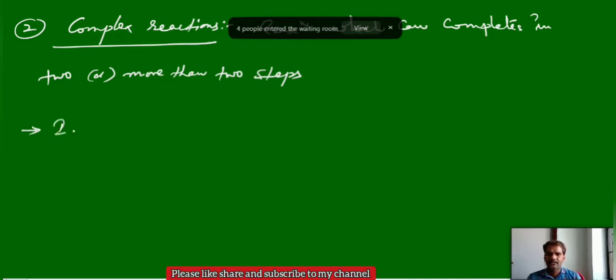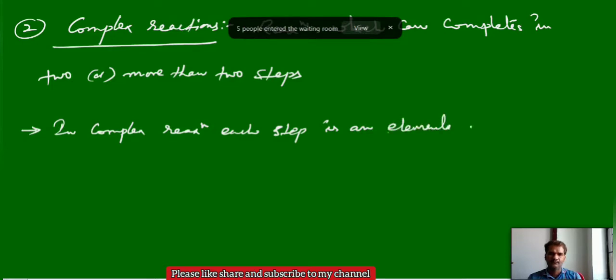In complex reactions, you should remember these points. Each step is an elementary reaction. So, in all complex reactions, at least one of the steps involves the formation of an intermediate. So, it involves at least one intermediate.